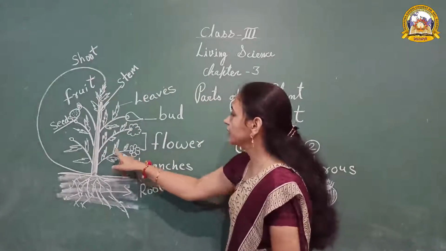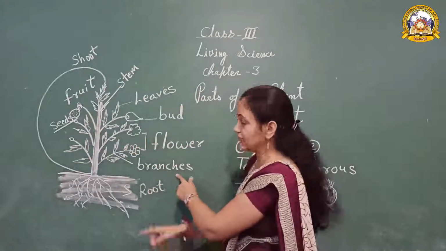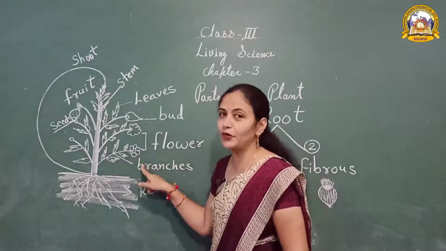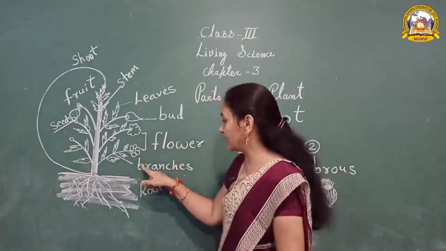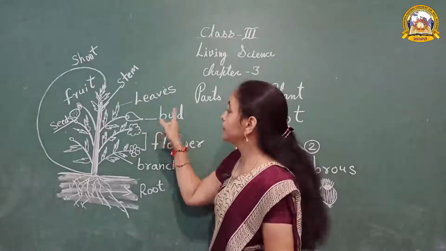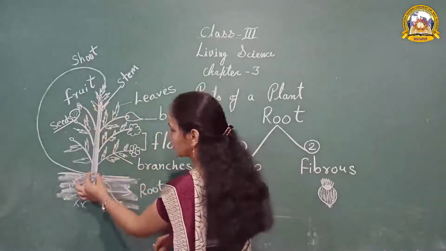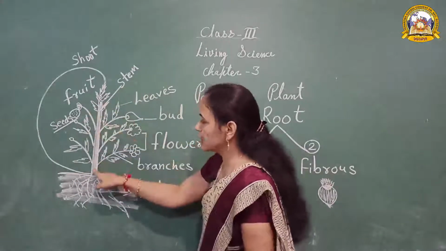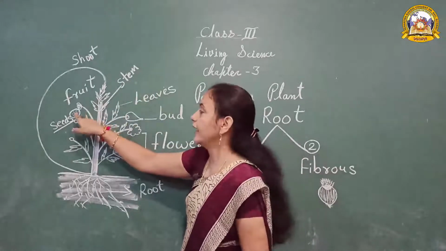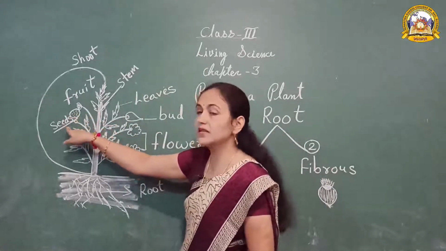First, these are called the branches. What is this? This is the most beautiful part of a plant. This part is called the flower. This is the bud. These are the leaves. And the middle part is called the stem. This is the fruit we are eating, and inside the fruit there are some seeds. So these are the seeds.